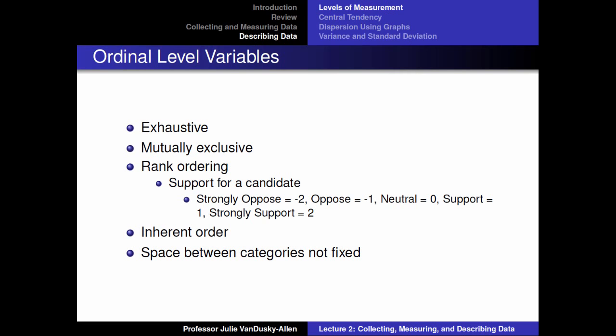Note that there is an inherent order in these categories. Strongly support 2 is greater than just support 1. However, the actual spaces between these categories are not fixed. An individual survey respondent, for example, might see a small difference between strongly opposing and opposing a candidate. However, they might see a large difference between supporting and strongly supporting a candidate. Since this variable has inherent order, but the spaces between the categories are not fixed, it is an ordinal level variable.